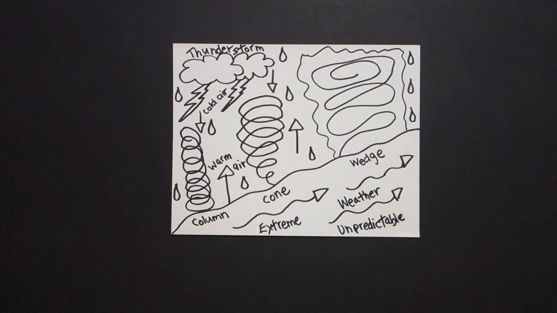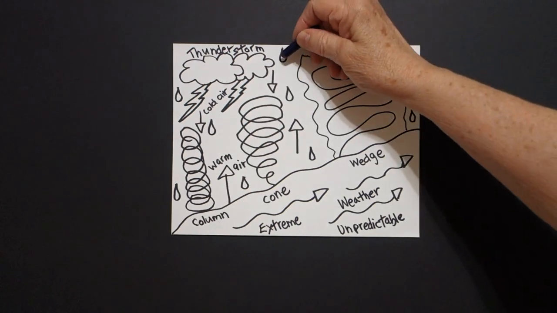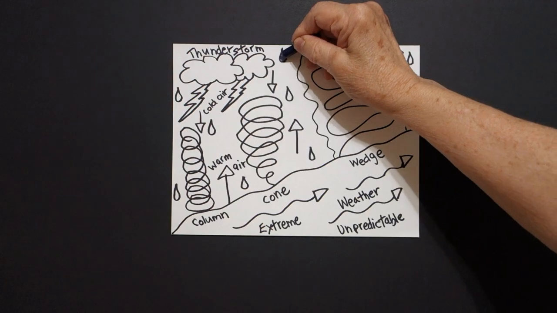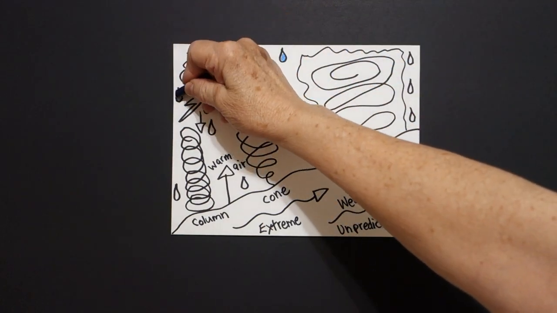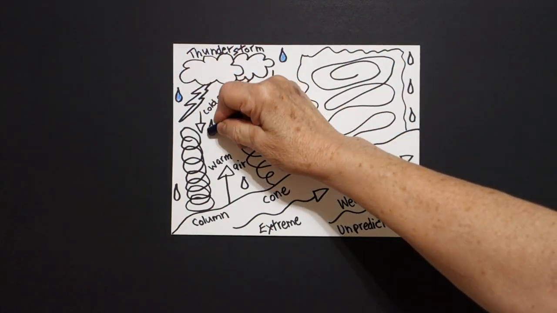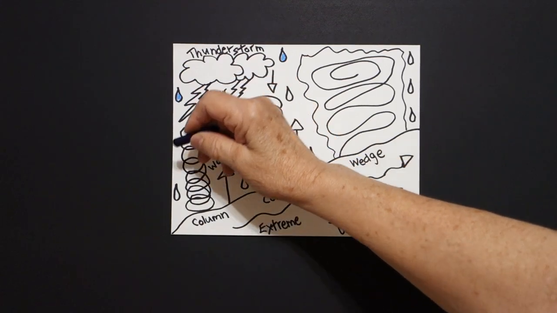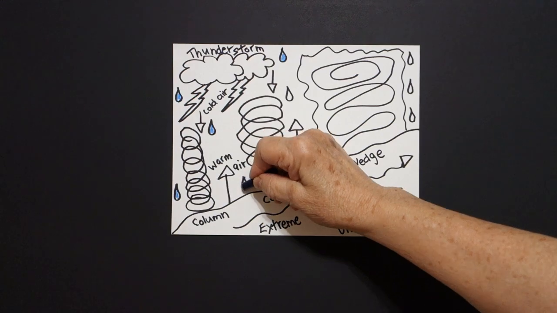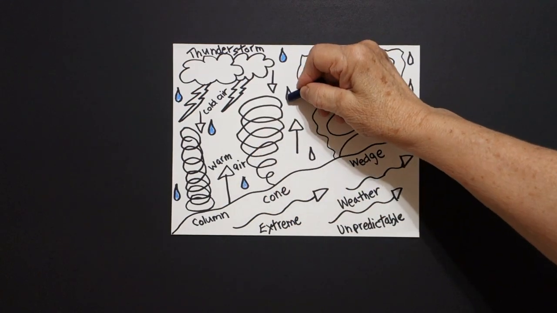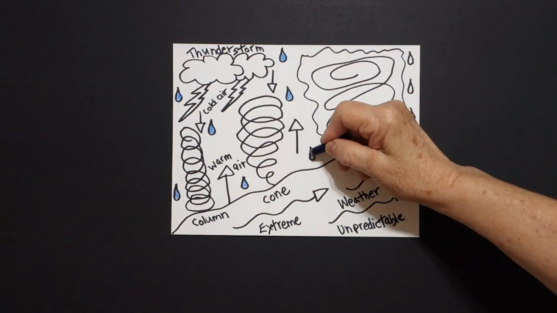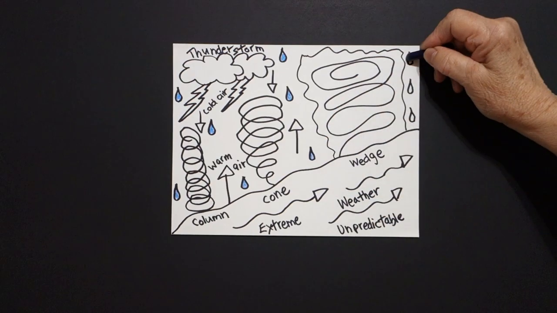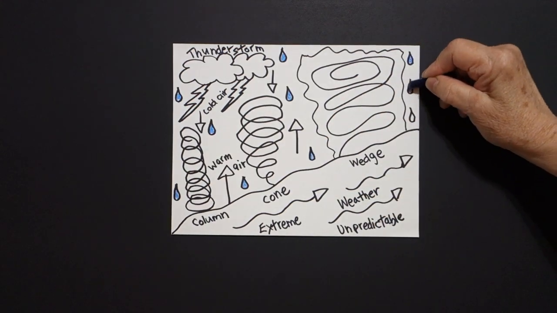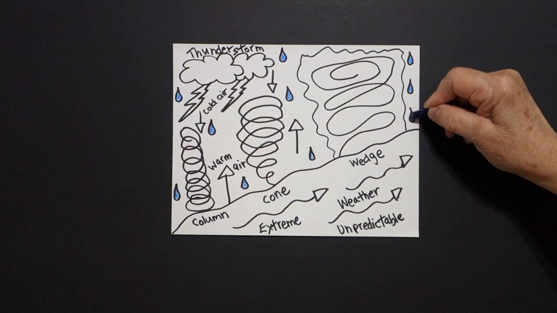All right, let's see how we're gonna color this in. Okay, the first thing we're gonna do is just take our blue and color in all of the rain, which can also be at points hail in these storms, because the thunderstorm is how everything starts. So we're gonna color these all in blue.